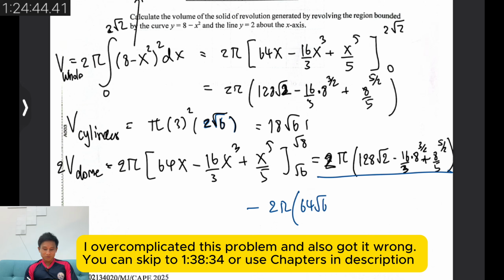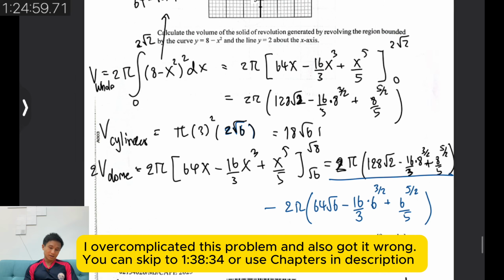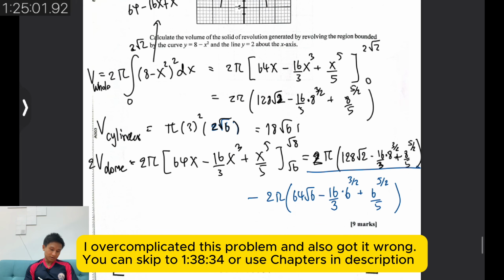So 64 root 6 minus 16 over 3 root 6 to the power of 3. So that's basically root 6 to the power of 3 over 2 plus 6 to the power of 5 over 2 divided by 5. And then V of the required solid would be V whole minus V cylinder minus 2V dome.